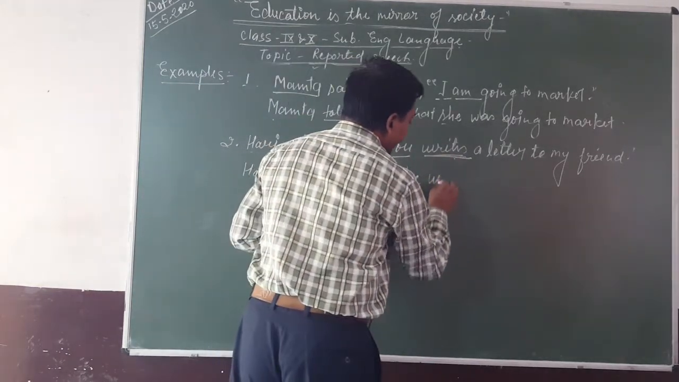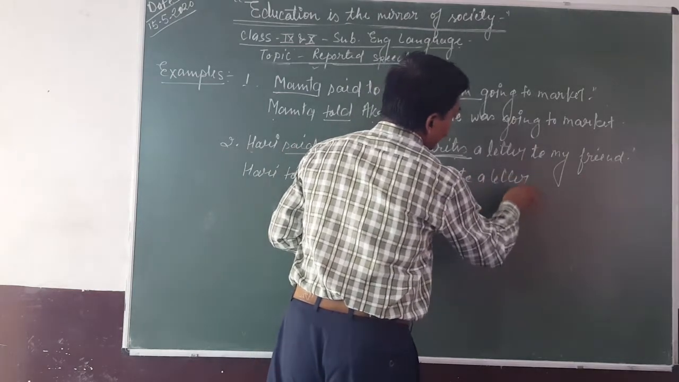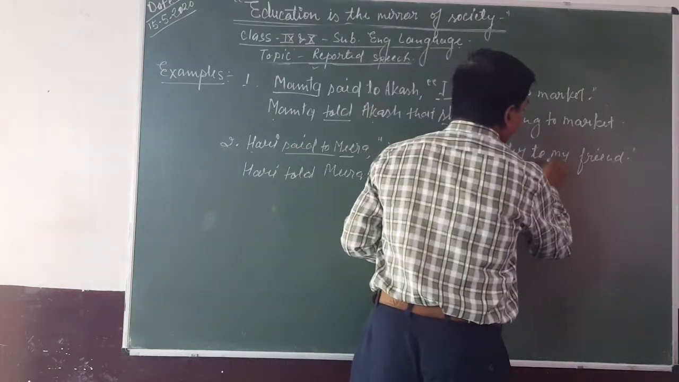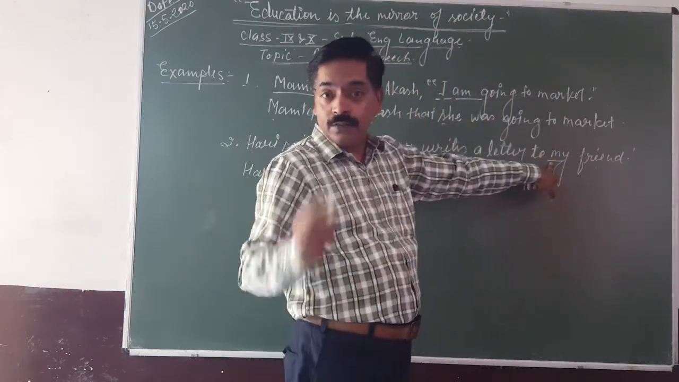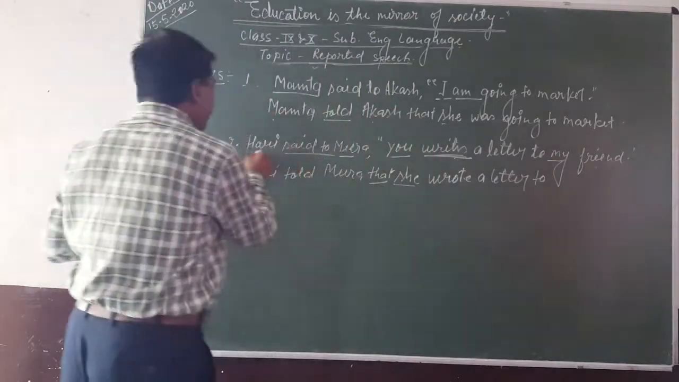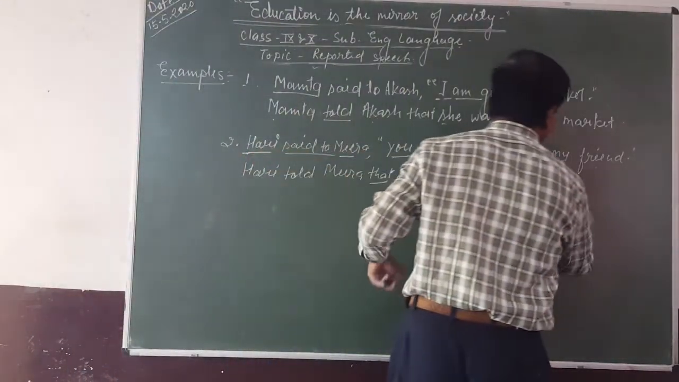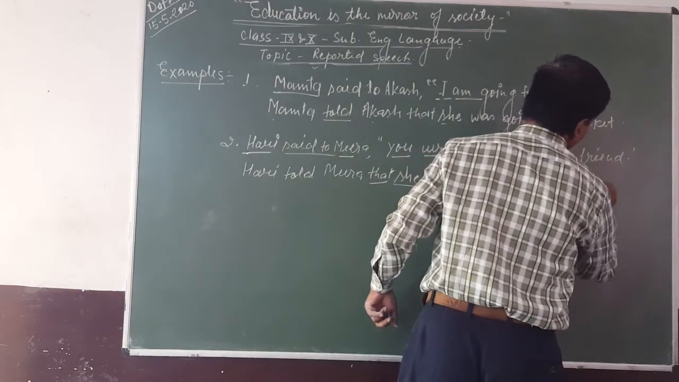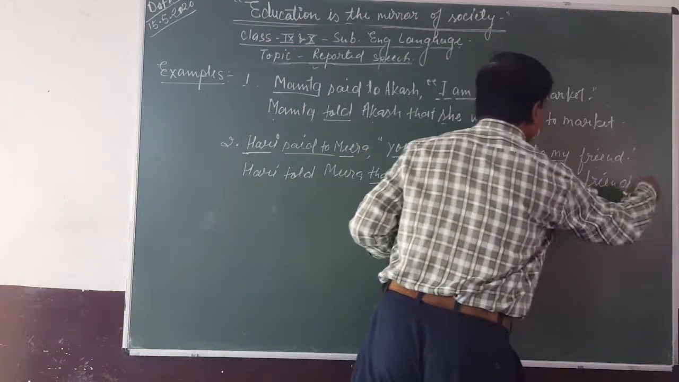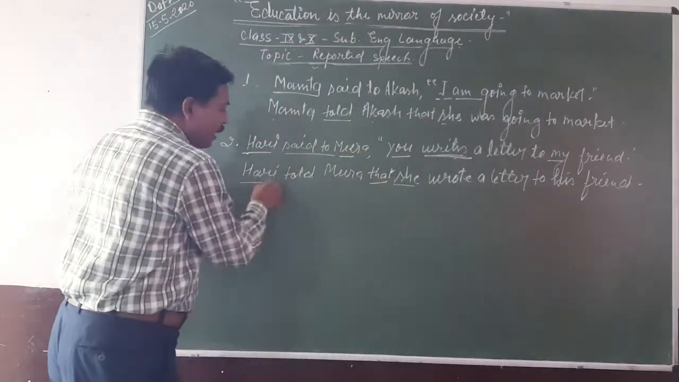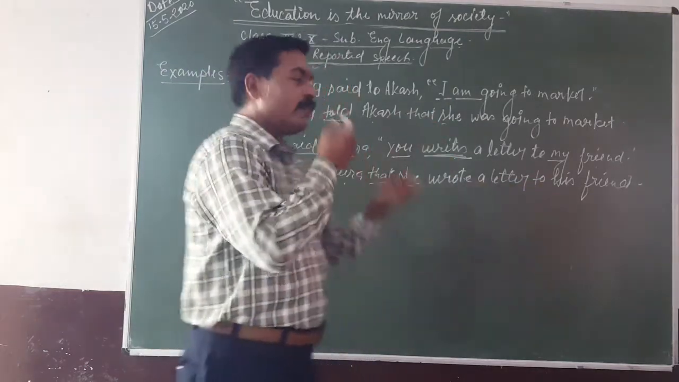So right here, "wrote". She wrote a letter to... here "my" is the objective of "I", so it also changes according to the subject Hari. According to Hari, "his friend". So students, in indirect speech, this sentence becomes: Hari told Meera that she wrote a letter to his friend.